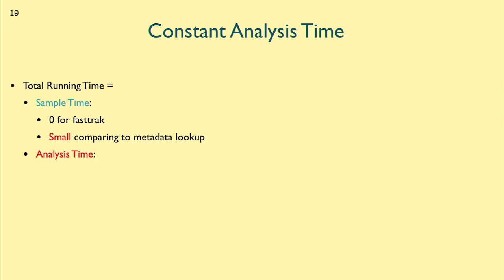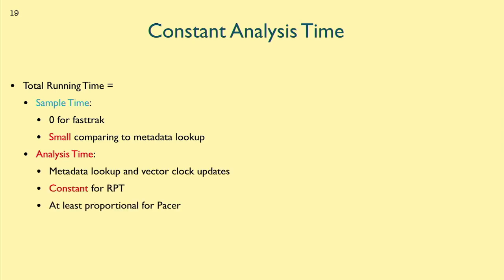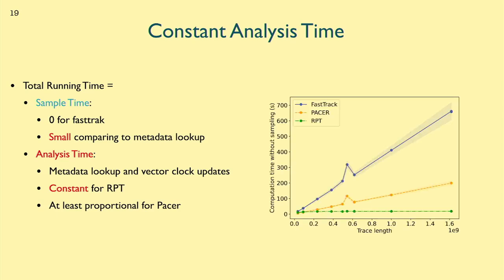And the other part is analysis time, namely the cost that we pay to analyze the sampled events to determine if there is any risk. And this is supposed to be constant for RPT, but it's at least proportional for tools like Pacer and Fast Track. And we pick around 10 benchmarks that share the same parameters, which means RPT is going to sample the same number of events. And the sizes of these benchmarks differ from, say, 2 million to like 1.6 billion. And we indeed show that the analysis time is constant.